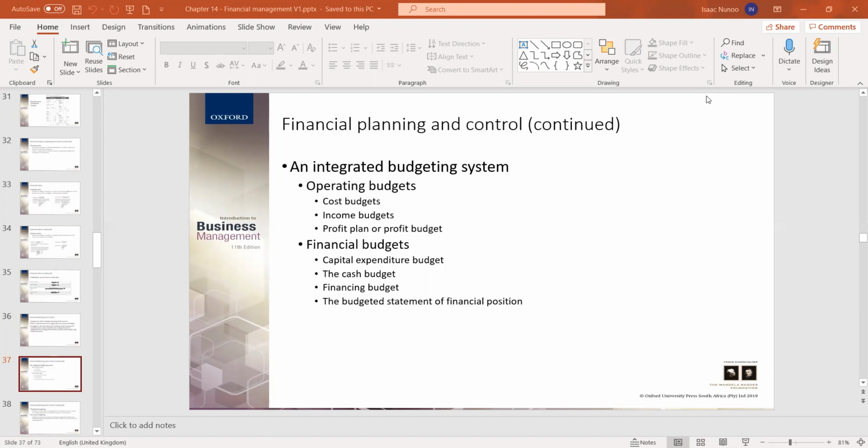Now we move on to look at the other type of budget, which is the financial budget. Financial budgets are basically used for the execution of financial planning and control tasks, and consist of capital expenditure, cash, financing, and the balance sheet budget. This type of budget is prepared from information contained in the operating budgets, integrated in the financial planning of the business.